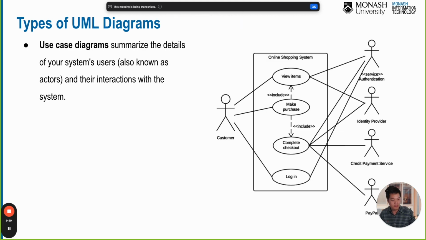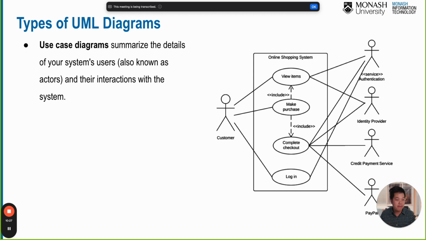This is an example, okay? Use case diagram, very basic, very common. Basically, you just define the boundary of the software system, who will interact with what. Based on the definition here, a use case diagram summarizes the details of your system users, also known as actors, and their interactions with the system. Basically, it describes how the users interact with the system.